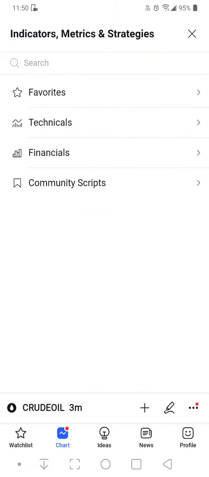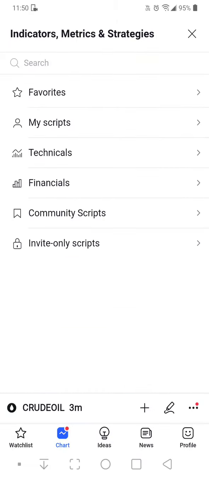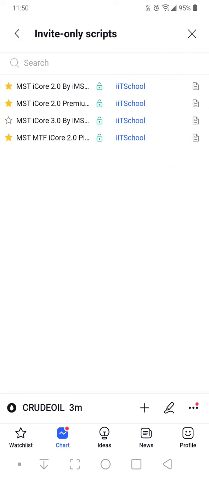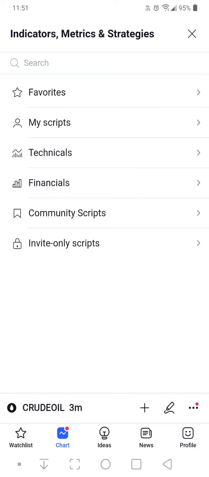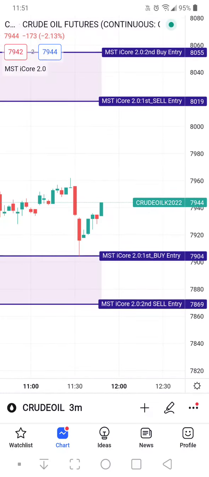Click on this. Then if you have subscribed to our indicator, you can see at the bottom invite only script. You just click on this, after which whatever indicators have been assigned to you will be available for you. Now you click on MST, just one click or double click. Okay, that's all. Then go back and cancel this.